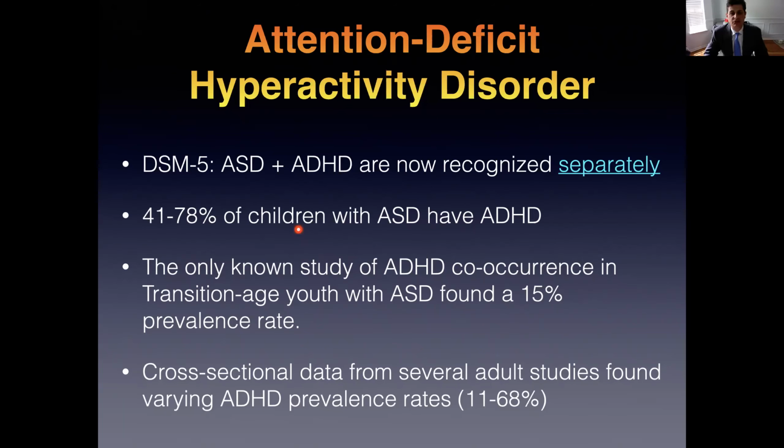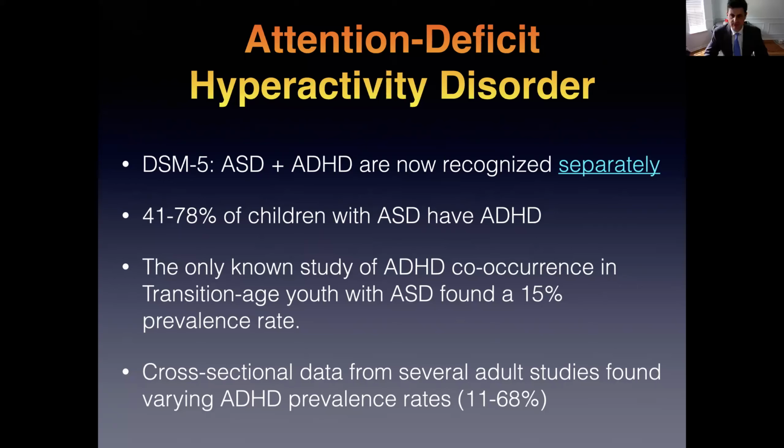In transition age youth, so between 18 and 25 or so, there's been very few studies. The one that really showed good data is about 15% prevalence. However, when you look at pure adults, there's, again, a huge range between 11 and 68%. So I would say ADHD occurs in high rates of individuals with autism across the lifespan and probably does not completely go away or dissipate in adulthood. So it still requires treatment throughout the lifespan.